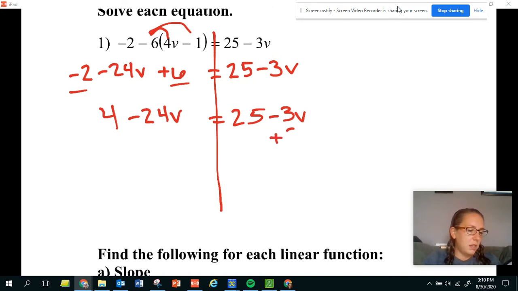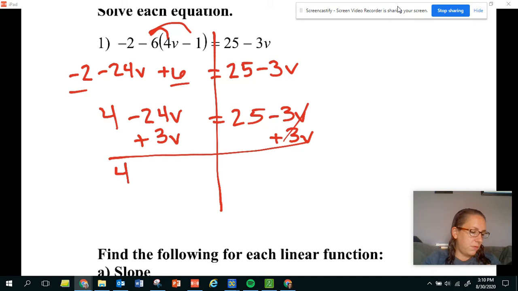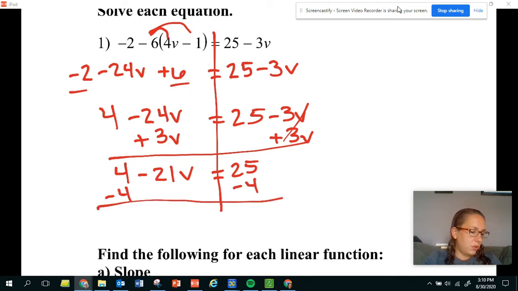So I'm going to add 3v to both sides, which, bring down my 4, will give me 4 minus 21v equals 25. Then I want to move the 4, get rid of that. So the opposite of 4 is -4. And don't lose your negative here. I'm going to end up with -21v equals 21.